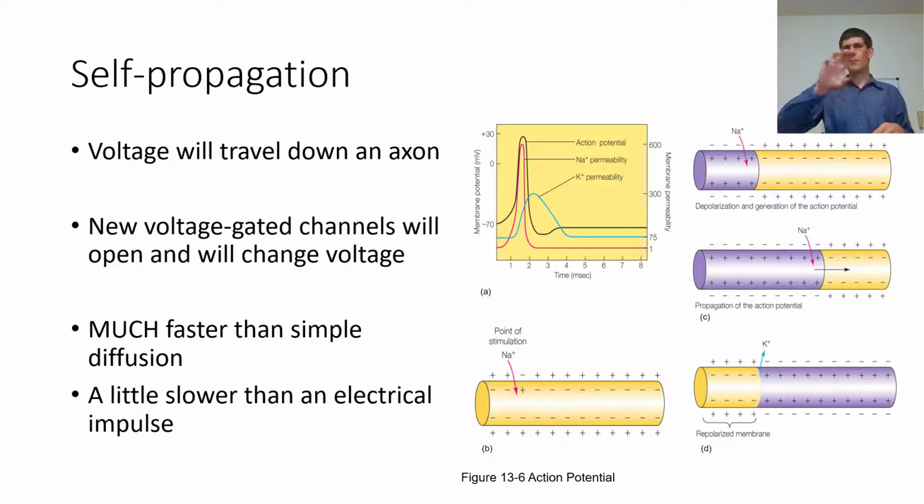Now, following that movement of a positive charge down the membrane is going to be the potassium channels opening and causing a negative charge across the membrane. And that means you're actually going to get this propagation of an action potential down a neuron from where the neuron starts to wherever it finishes.